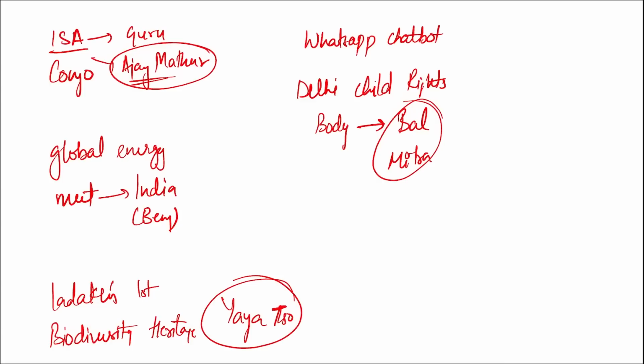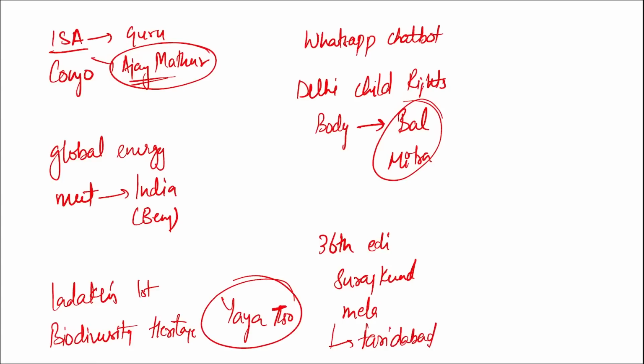Alright, then tell me which edition of Surajkund Handicraft Mela was held recently. So it was the 36th edition of the Surajkund Handicrafts Mela that was held, and what is the location? It is held in Faridabad, Haryana. It was the 36th edition, and who inaugurated it? Jagdeep Dhankhar, who is our Vice President of India, inaugurated this 36th edition of Handicrafts Mela at Faridabad, Haryana.